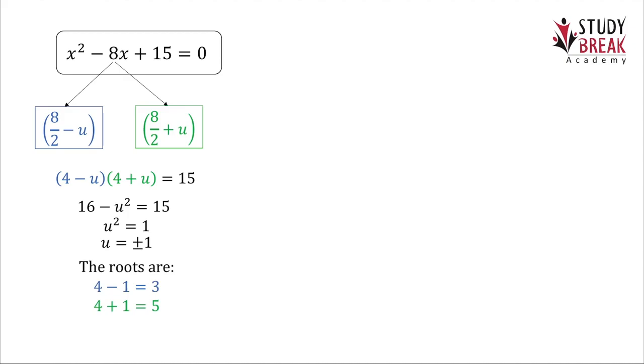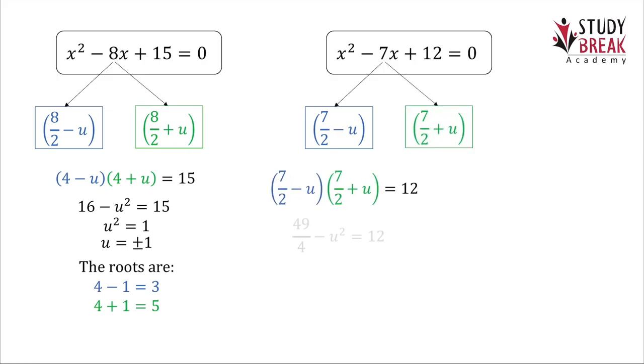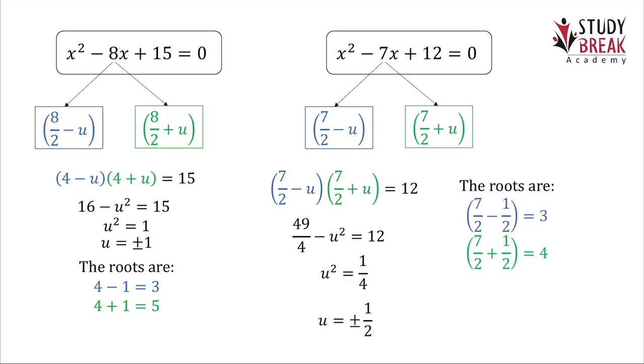Now you must be wondering, what if the middle term doesn't turn out to be an even number? What if it's an odd number which is not divisible by 2? Let's take an example like this, where the middle term 7 is an odd number. We divide it into two parts, 7 by 2 minus u and 7 by 2 plus u. Multiplying them, we should get 12. Expanding, we get u squared equal to 1 by 4. u is equal to plus minus half. Hence the roots are 7 by 2 minus half and 7 by 2 plus half.